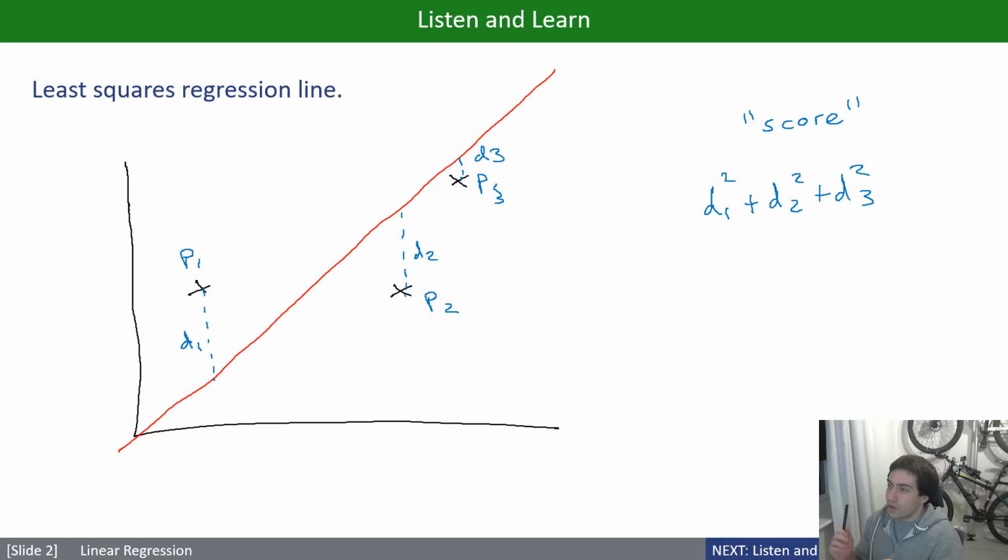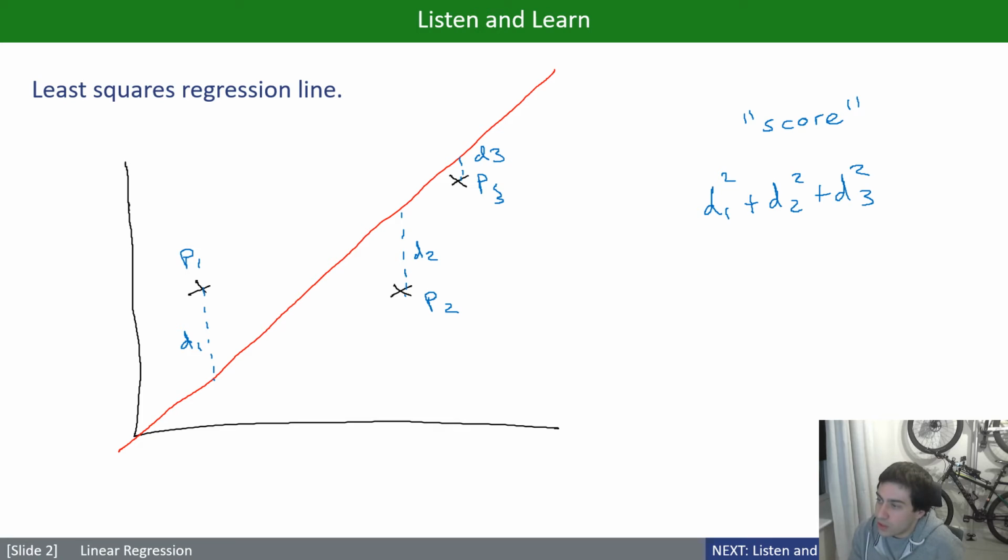But obviously, if you imagine taking that line that you can see on screen and tilting it and moving it around, if you bring it closer to one of the points, you might be taking it further away from one of the others. So it's all about a compromise. And ultimately, it can be shown that there's one specific line which makes that score as small as possible. And that is the least squares regression line.